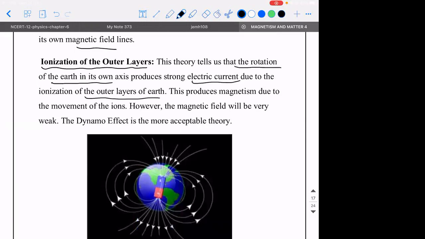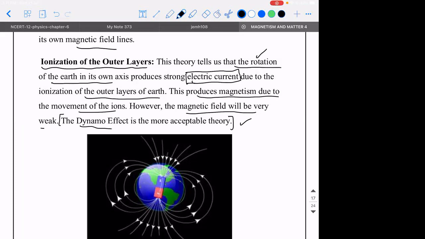Okay, so this electric current which is getting generated, as a result of the Earth's rotation, is the reason for the magnetism exhibited by Earth. So this produces magnetism due to the movement of the ions. However, the magnetic field will be very weak. But in reality, the dynamo effect is the more acceptable theory.